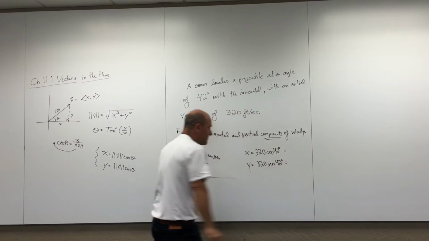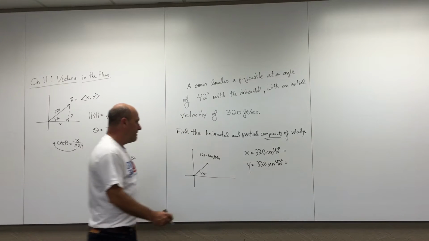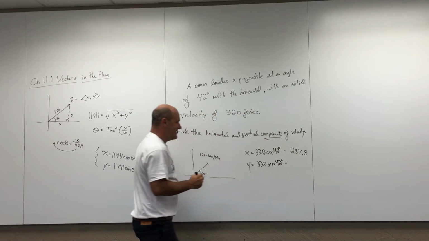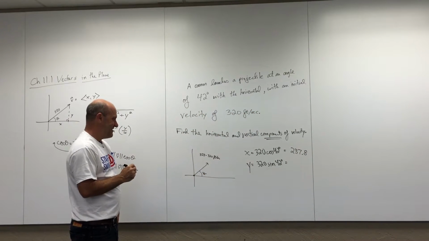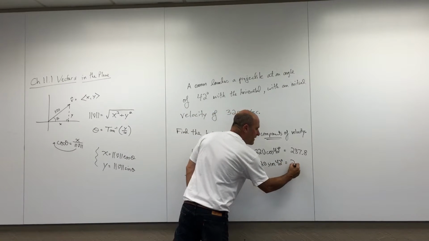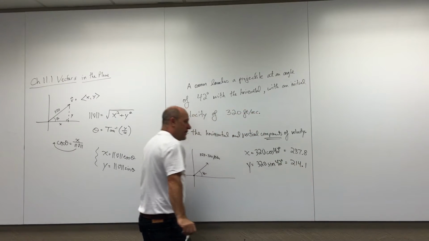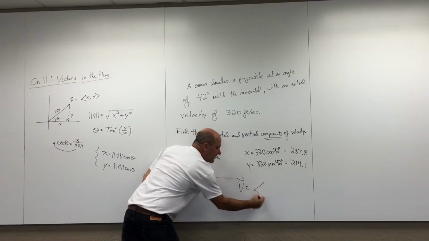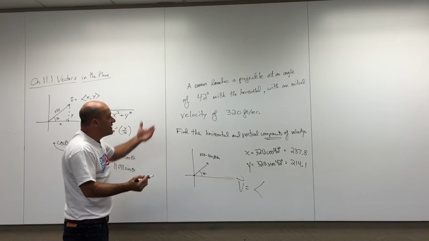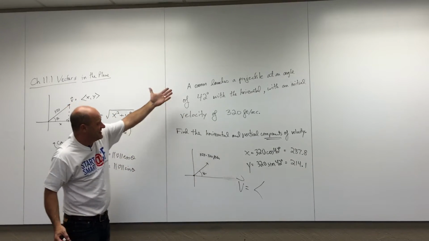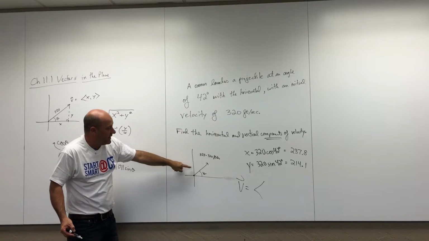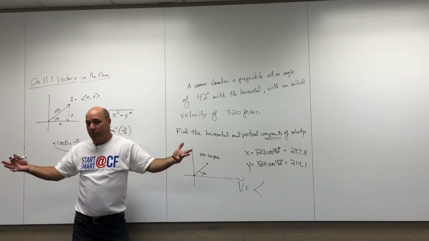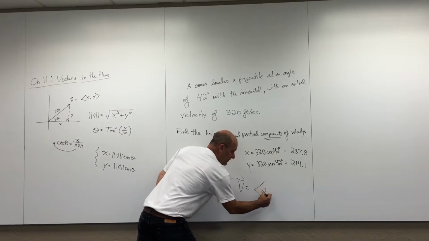Can anybody help me here? What are those numbers? 237.8063442. All right, hold on. How about 237.8 for x, and then 214.1. Okay, thank you. Therefore, I could write this vector in component form. This vector is given there, and I drew it there, and I gave you the magnitude and the angle. But let's write it in component form, which would be those numbers.